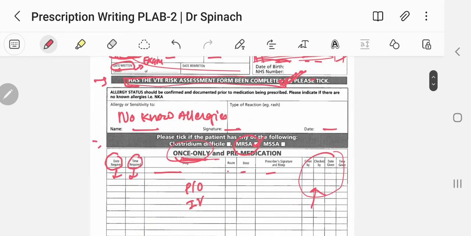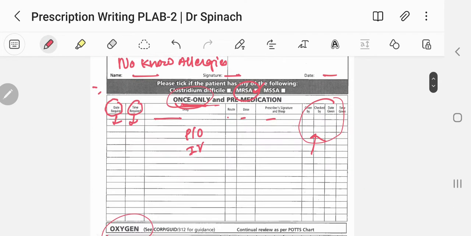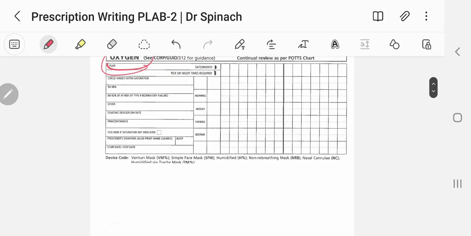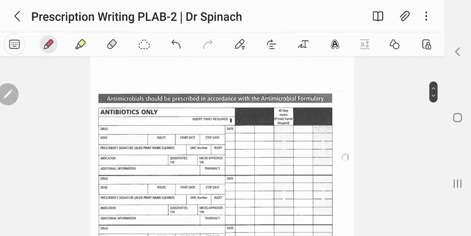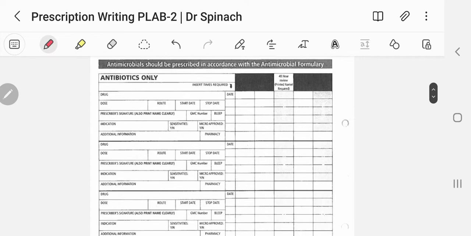But after you have done the once only drugs, the next thing that you're going to go forward with is the antibiotics. So you will fill in the antibiotics. The antibiotic prescription will require you to fill in the drug. Just take an example here, clarithromycin, let's say. Now, the dose of the drug could be given or could not be given. If the dose of the drug is not given, you need to check the indication. Let's say the indication is lower respiratory tract infection.